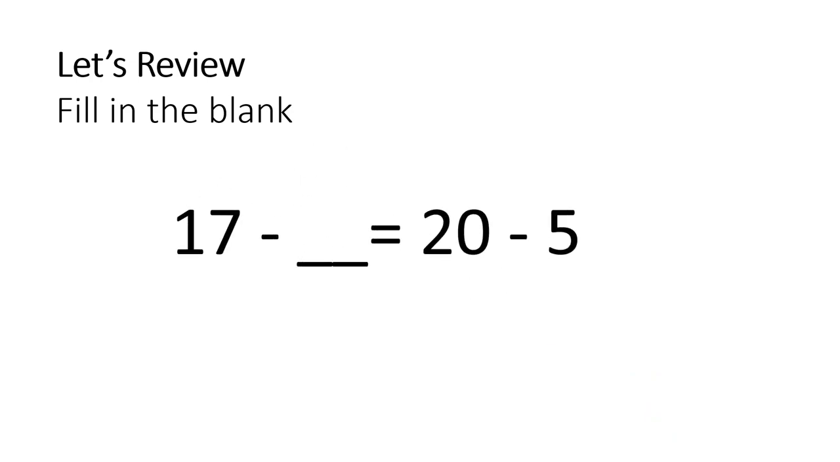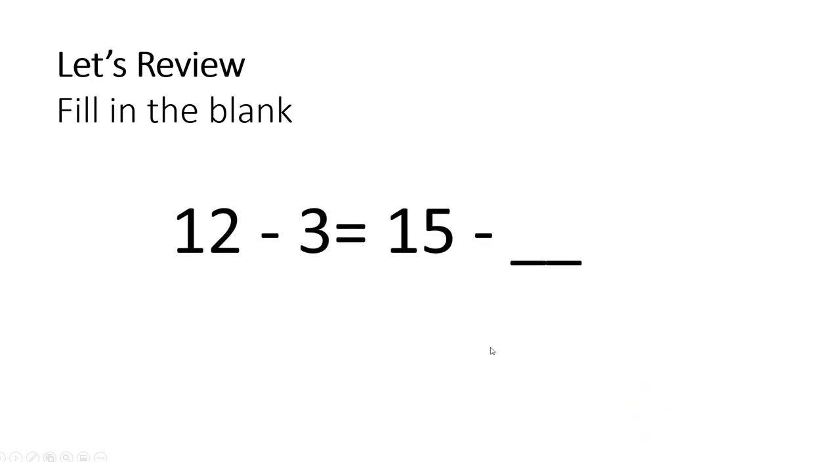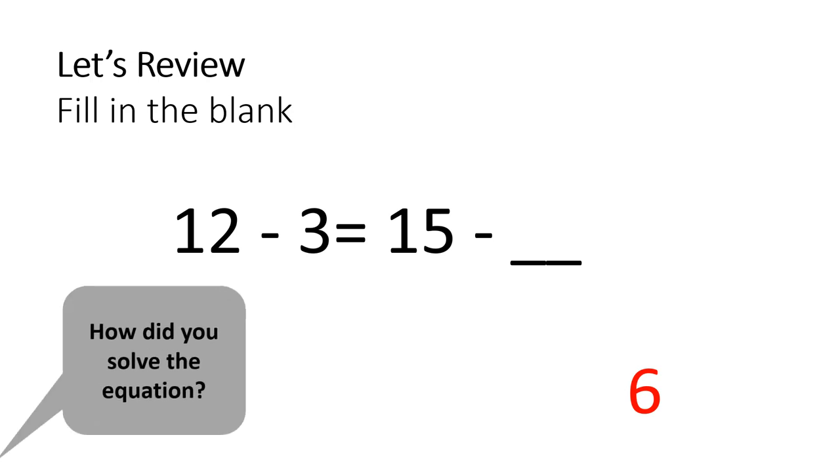17 minus something equals 20 minus 5. What did you get? Did you get 2? 20 minus 5 is 15. So 17 minus what is 15? 17 minus 2 is 15. 12 minus 3. 15 minus what? Correct, that's 6. How did you solve the problem?